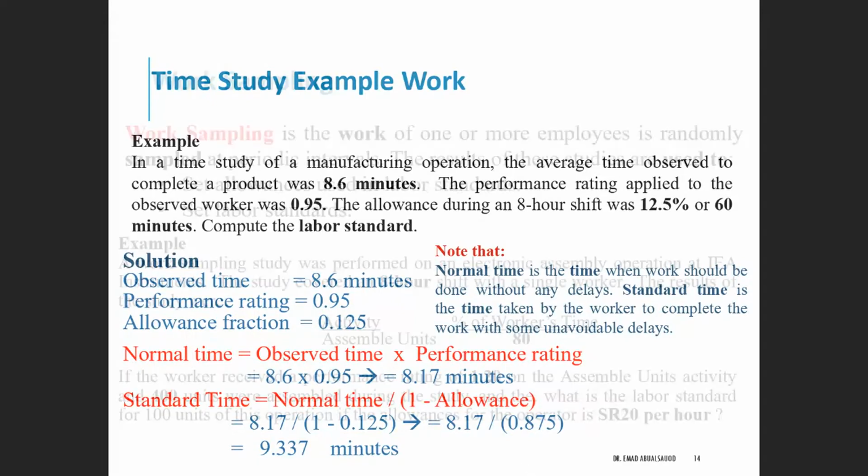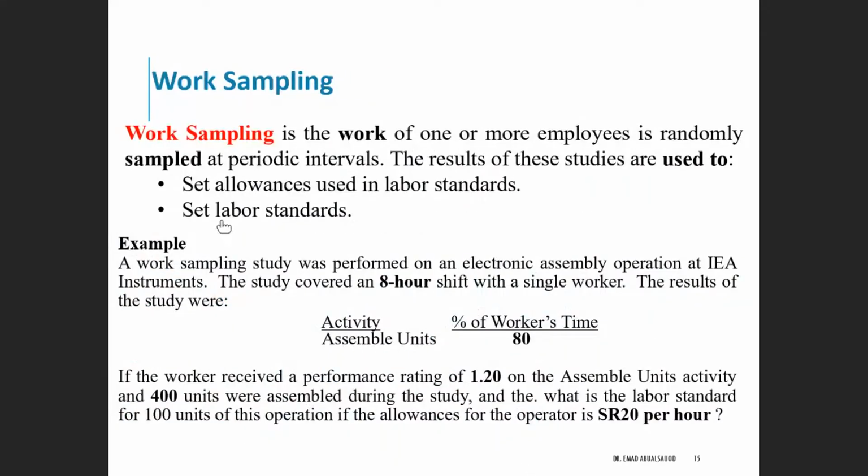We will also continue with the same concept, but with a different application, which is work sampling. Work sampling is related to the same idea of the job time. The work of one or more employees is randomly sampled at periodic intervals. What does that mean? You remember that we sometimes need to take samples of students' work, whether projects, reports, or exams. We keep those samples for maximum performance, average performance, and low performance.